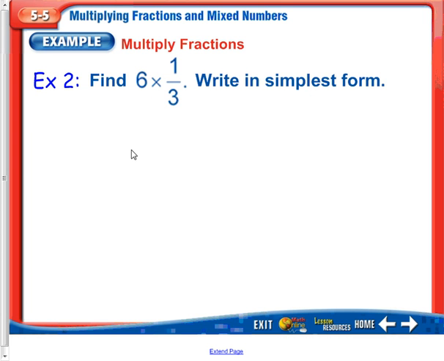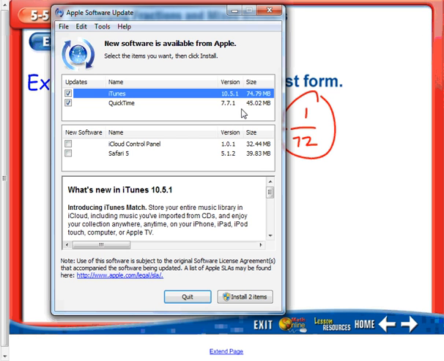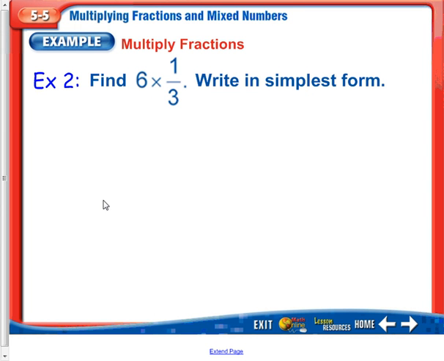For example, number 2, find 6 times 1/3, right in simplest form. Well, very first step, rename all mixed numbers as improper fractions. Well, six is technically a mixed number because it has a whole. So if we write it as an improper fraction, first I'm going to start by writing the problem. 6 times 1/3. Now let's rewrite 6 as 6 over 1 times 1 over 3.